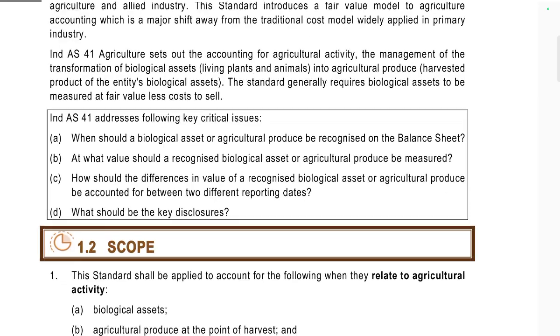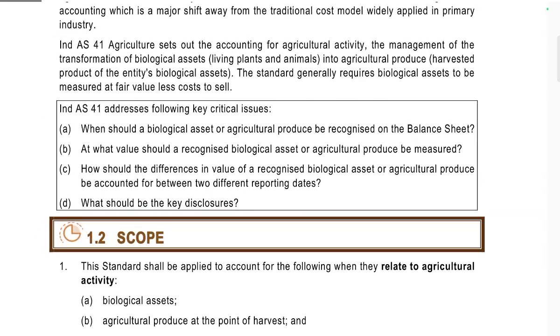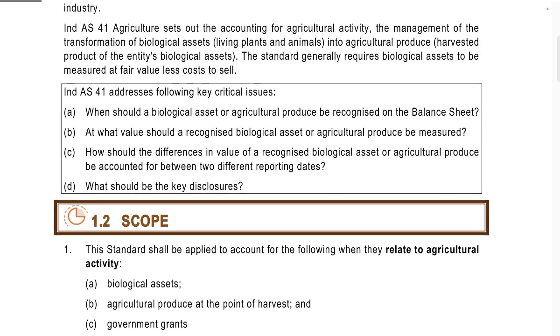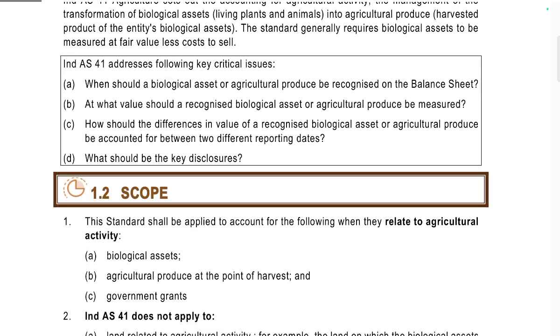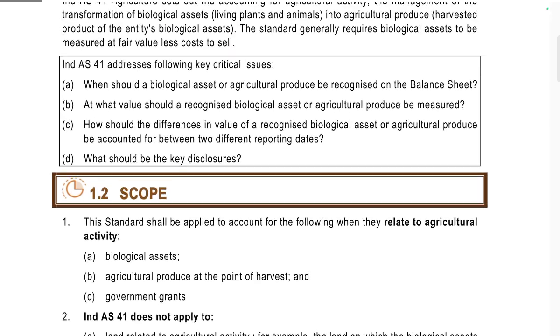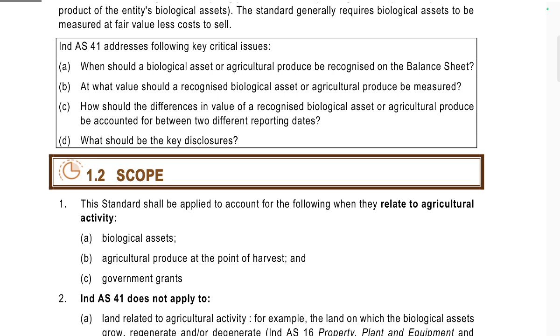Management of the transition of biological assets, living animals and plants, agriculture produce harvested from the biological assets of the entity. The standard generally requires biological assets to be measured at fair value less costs to sell. In this case, we address the following key features: when to recognize a biological asset or agriculture produce on the balance sheet, and how to measure them.